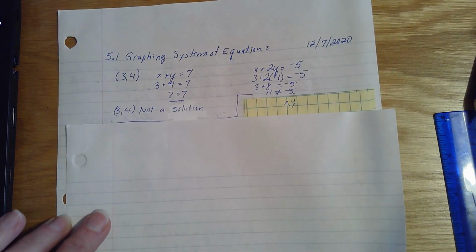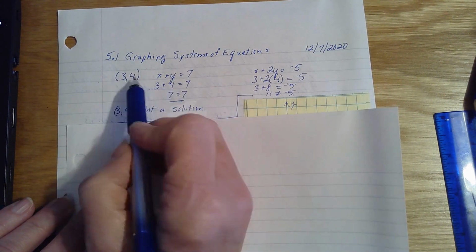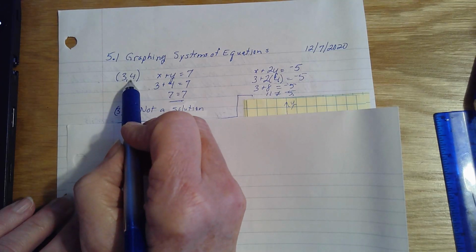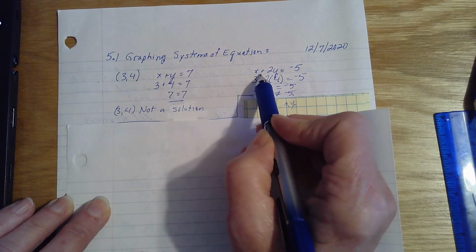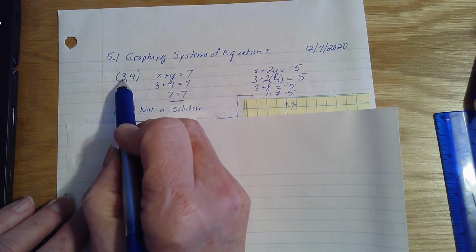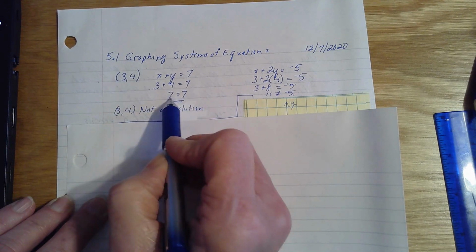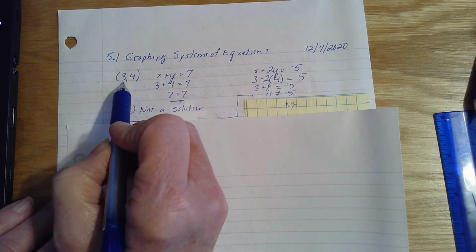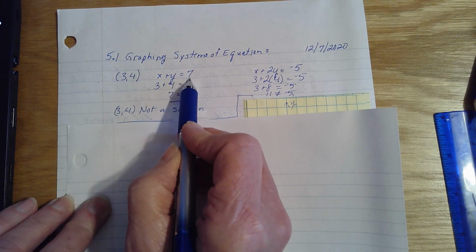So if I wanted to know if a specific point is a solution to a problem, if I want to know that the point (3, 4) is a solution to the equations x + y = 7 and x + 2y = -5, I'm going to substitute the x and y values. So 3 + 4 equals 7. 7 equals 7. This point, (3, 4), is on this line. So that part's so good.